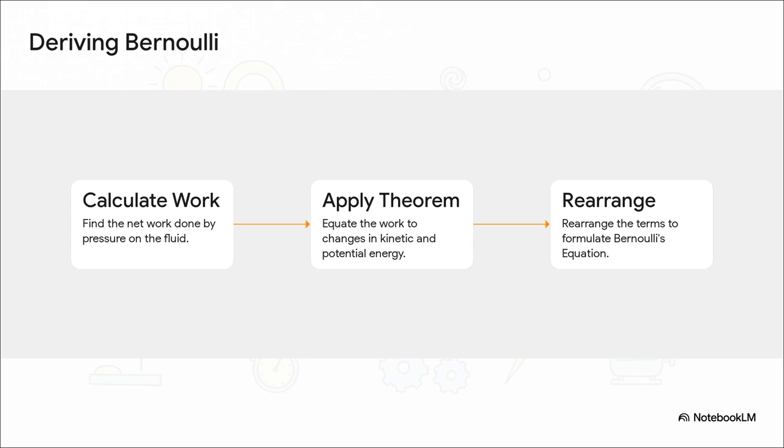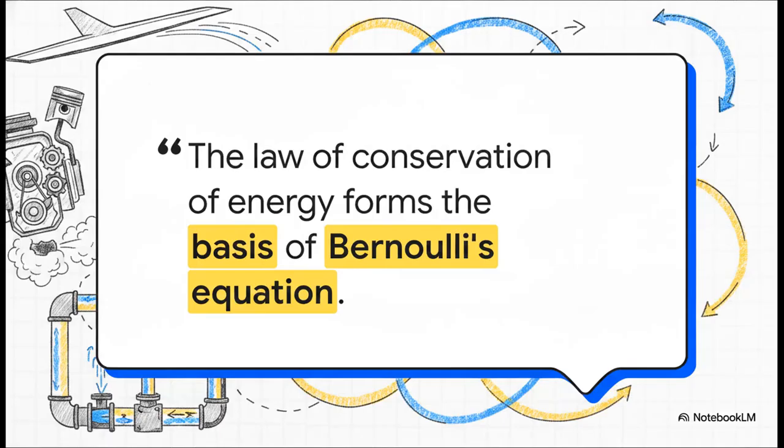And the ultimate proof that it's just energy conservation? Dimensional analysis. If you break down the units for pressure, kinetic energy, and potential energy in this equation, every single one simplifies to the exact same base units, energy per unit volume, or joules per cubic meter. The physics is perfectly balanced. The law of conservation of energy forms the basis of Bernoulli's equation.